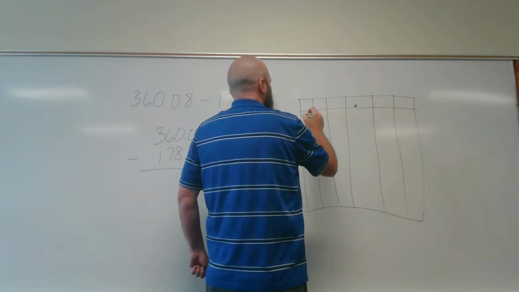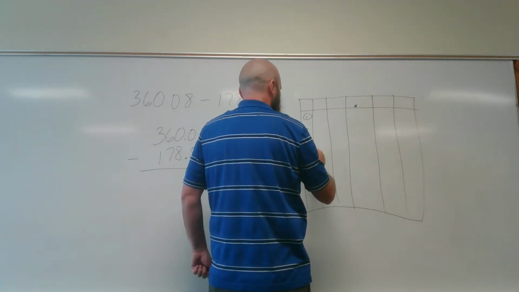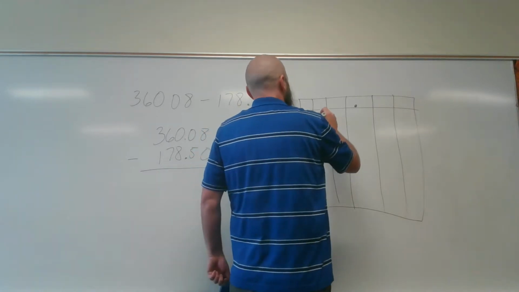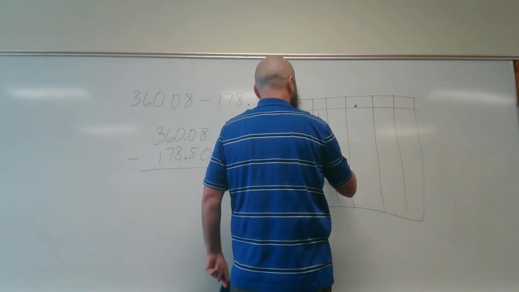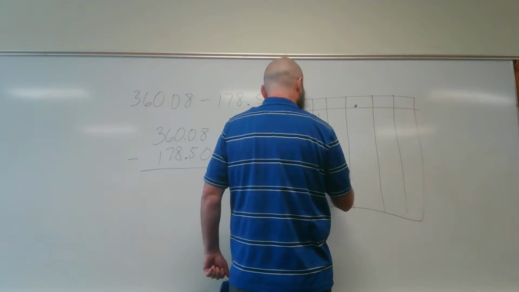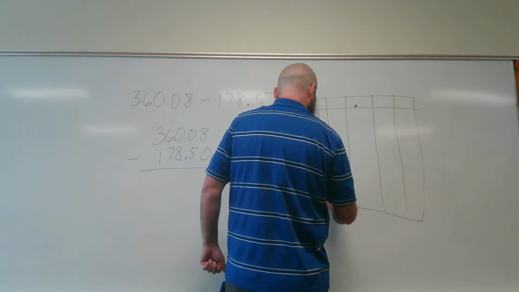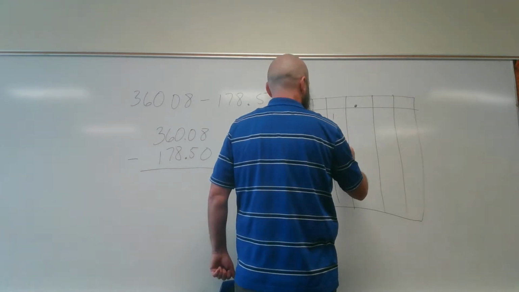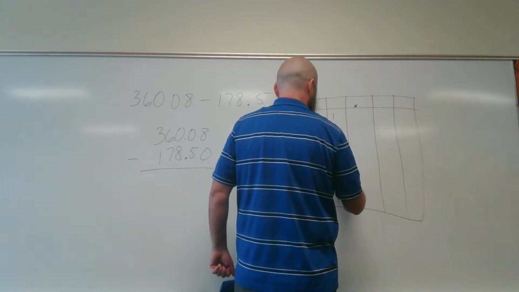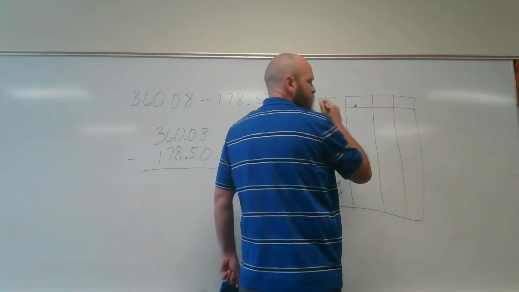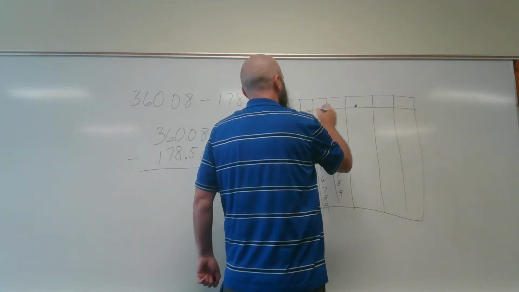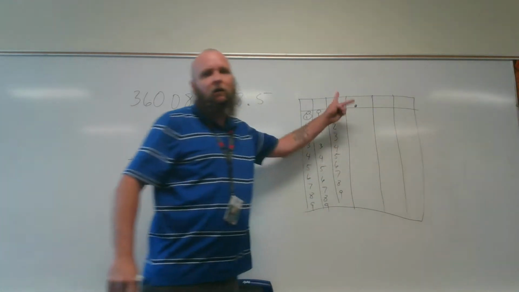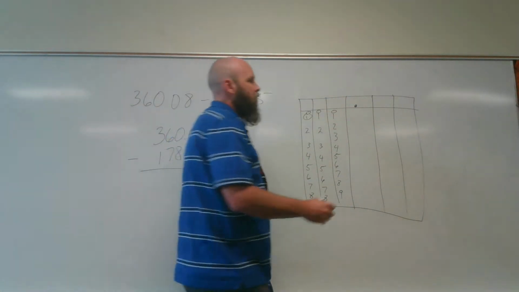All right, and so we have 1, 2, 3, 4, 5, 6, 7, 8, 9. Same thing here. And same thing here. Should start with 0, right? I think 0's up here. So just pretend we have zeros up there. Here's my decimal point, all the way down to the decimal point. Same thing here.